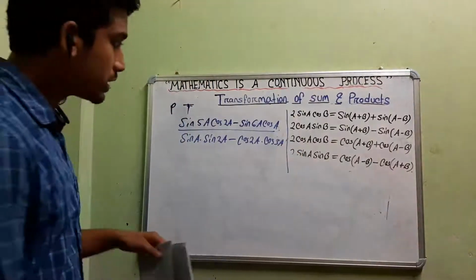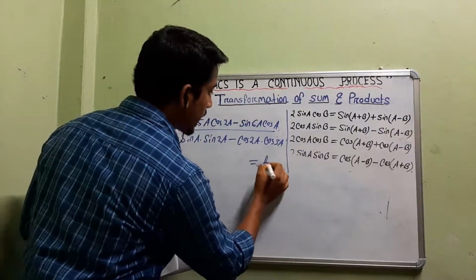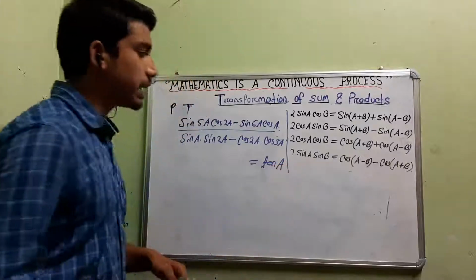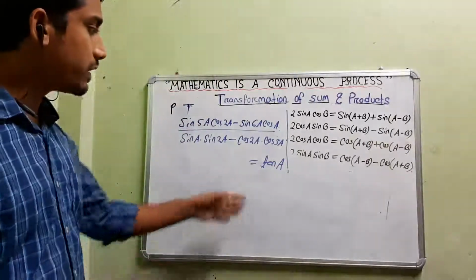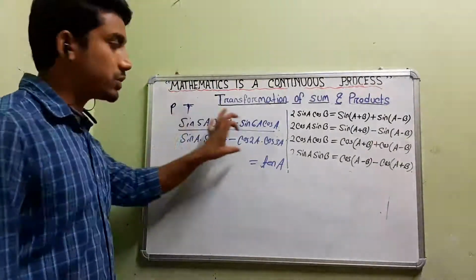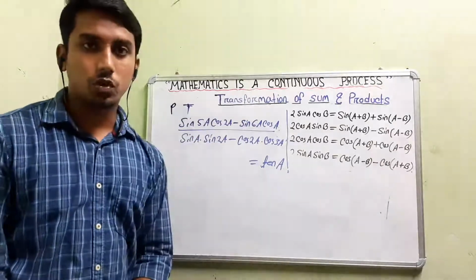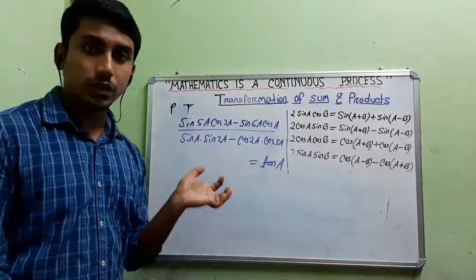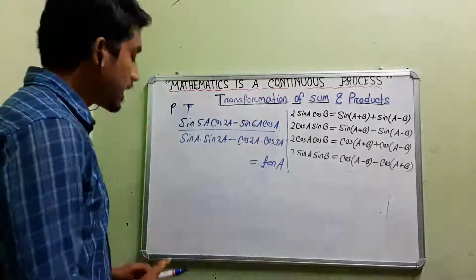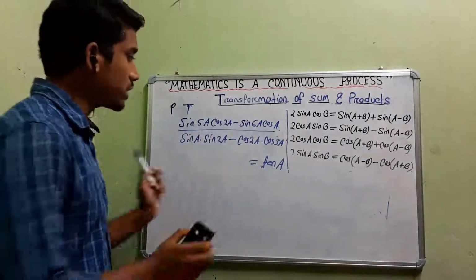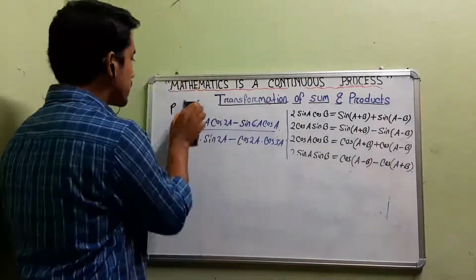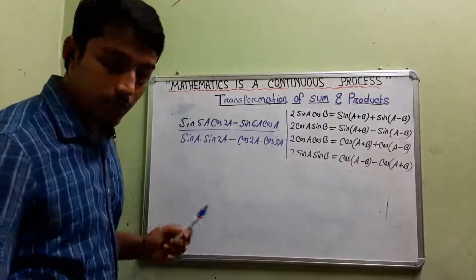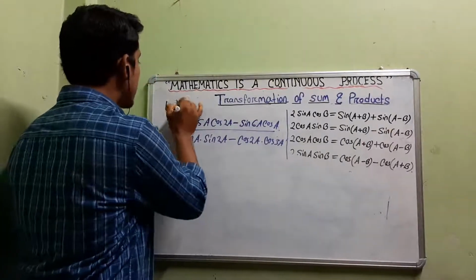We are supposed to prove that this is equal to tan 10a. So the right hand side is given as tan 10a, and the left hand side is this one. Again we will follow the same process. Let me take the left hand side.